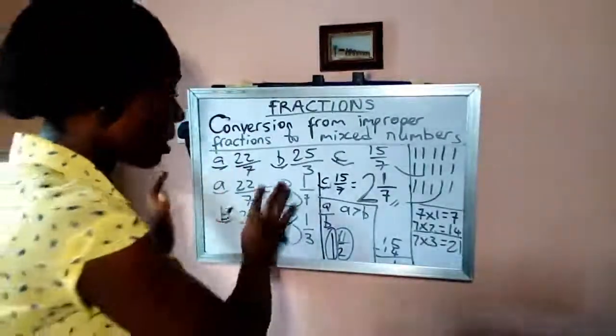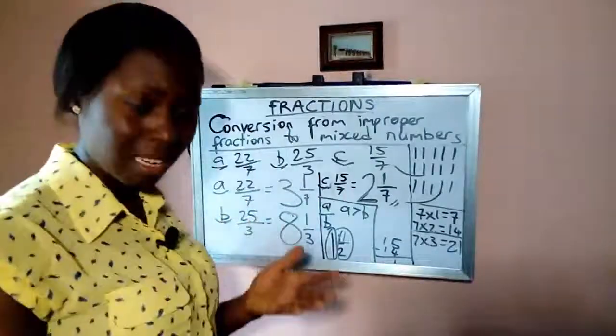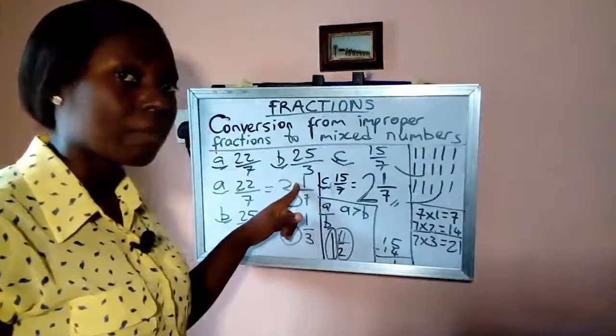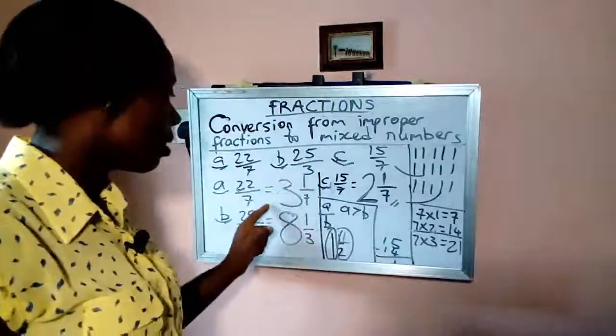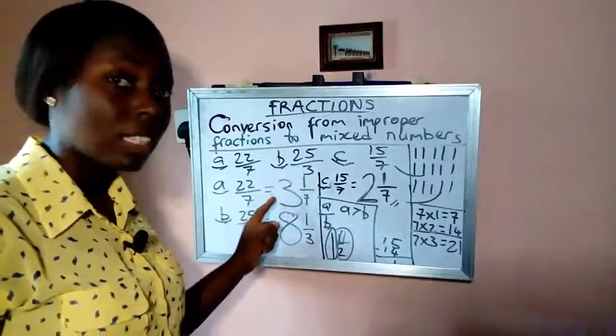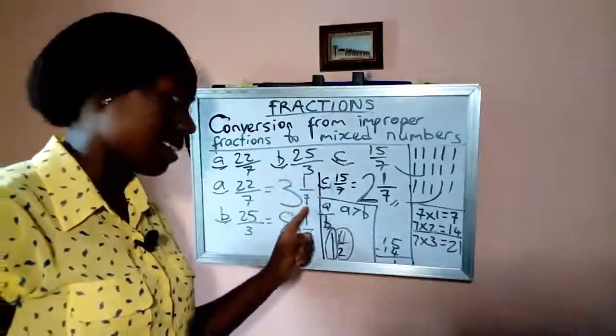So what we had was 3 7s. And what did we have as a leftover? It was 1. We call it the remainder. Okay, so we had 3, remainder 1. So that's why we have 3 whole number 1 over 7.